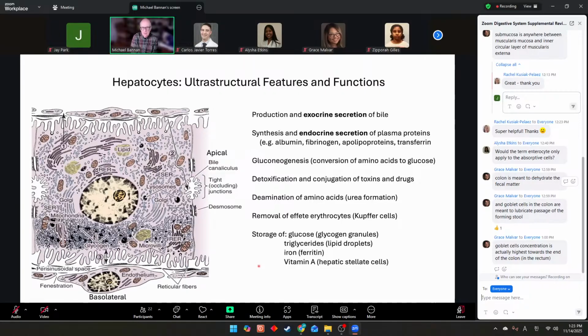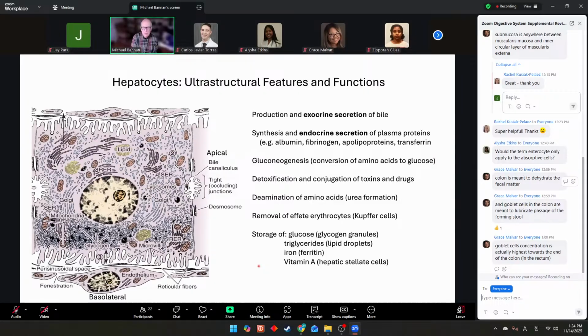It is involved in the production and exocrine secretion of bile. Bile is an exocrine product because it is secreted by the cell into a duct system, and that's the definition of exocrine. But the liver also produces products that are synthesized in the hepatocyte, but then are secreted in an endocrine fashion into the bloodstream. Examples of these endocrine products are many of the plasma proteins, albumin, fibrinogen, all of those apolipoproteins, and transferrin. Albumin quantitatively is the major product of the hepatocyte.